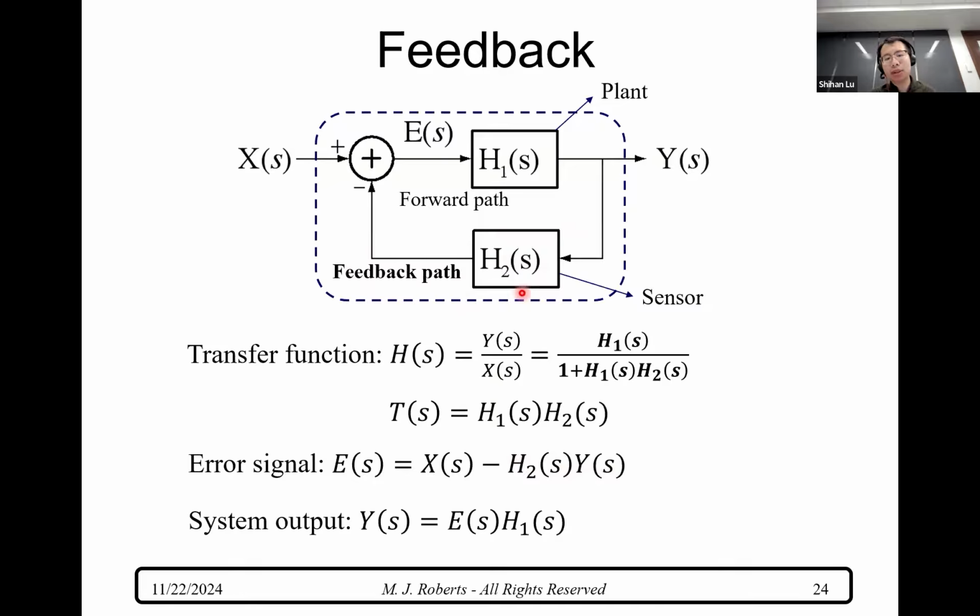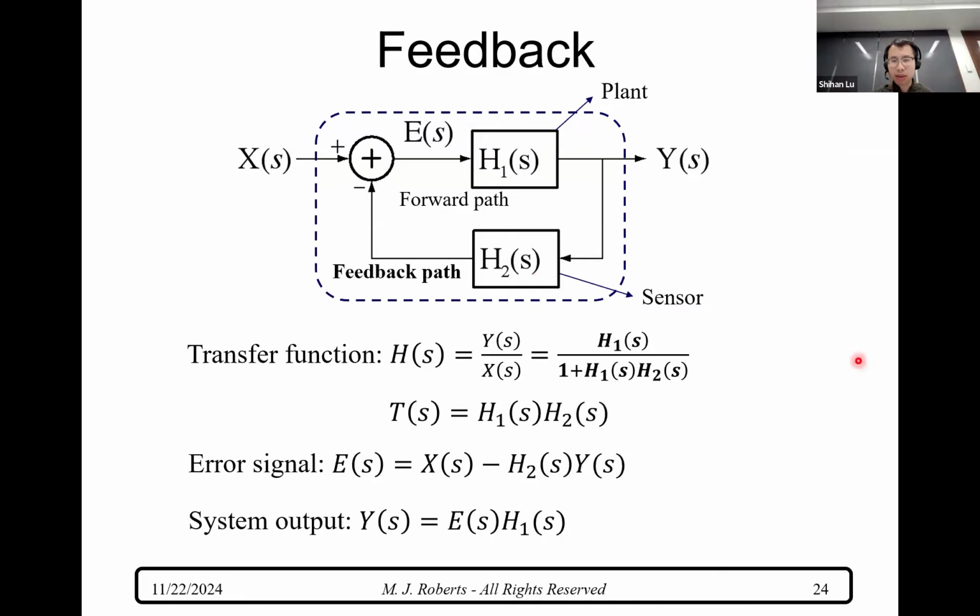And this signal is going to be subtracted from the original system input X of S. After subtraction, what we get is the error signal, E of S. The E of S is the actual signal we're going to feed into the original system, which is called the plant. So of course the system output is just E of S times H1 of S.